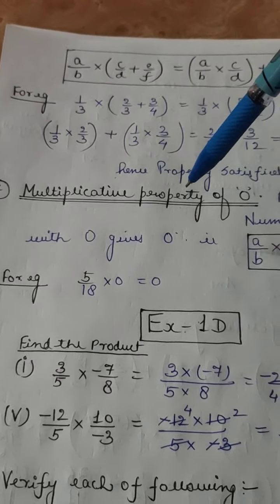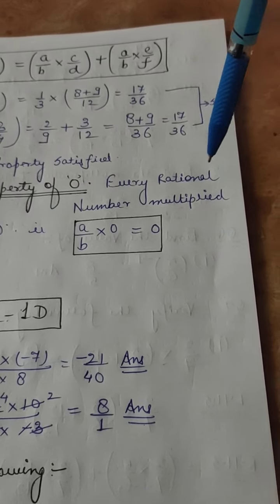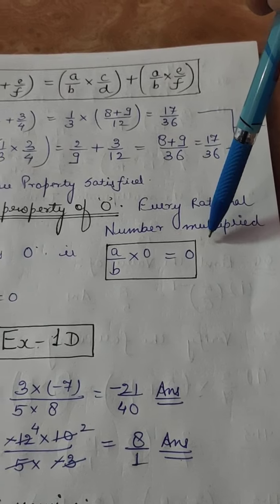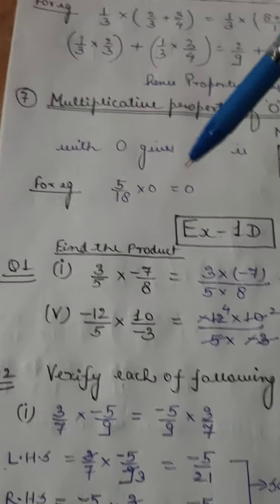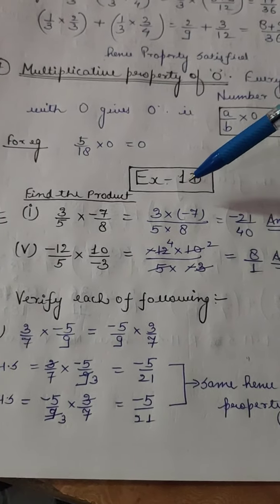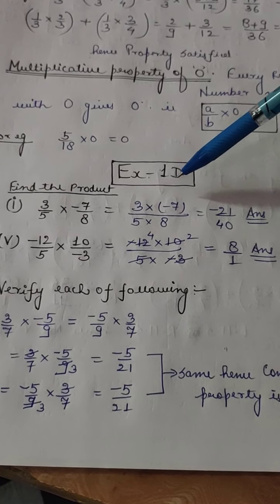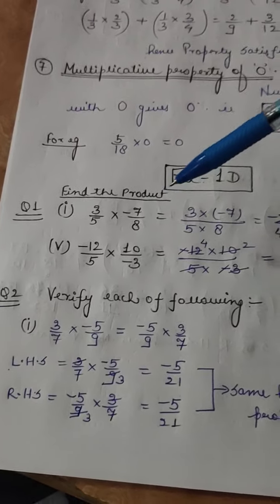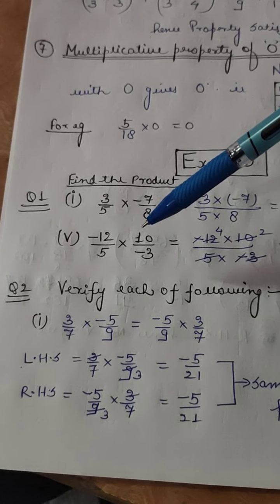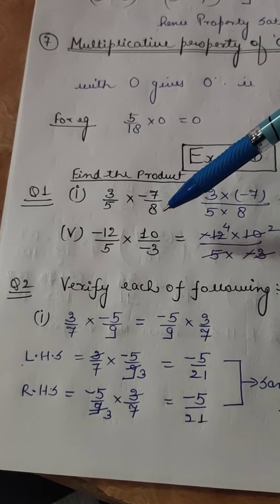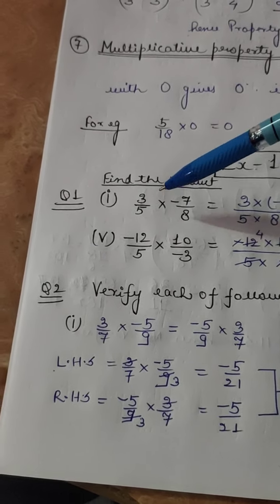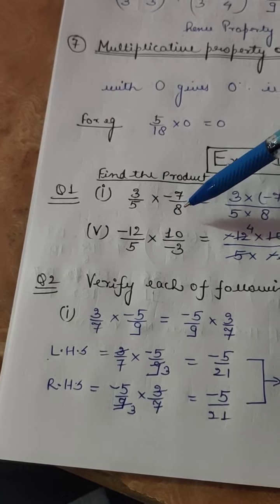Next property is the multiplicative property of 0. This states that if a rational number is multiplied with 0, then the result is always 0. Now let's see some of the questions I have solved of exercise 1D. Just go through the questions, and whichever part I have not done, you have to solve it by yourself. Now let's see question number 1, that is 3 by 5 and minus 7 by 8.